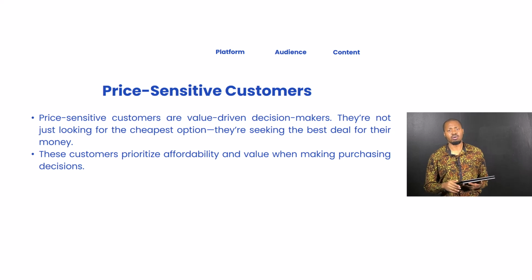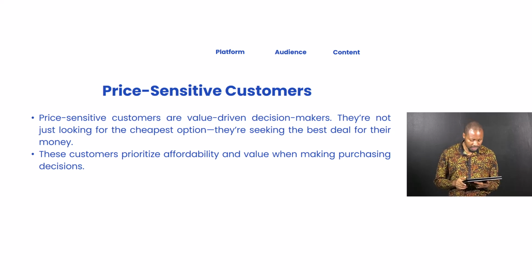And one of the ways to identify price sensitive customers is that they are budget conscious. They are comparison oriented, because they research alternatives before making decisions. Like I said, if they want to buy sneakers, they have to go to every shop, or if they are buying online on platforms like Jumia, they have to look at every vendor to look for the best deal.